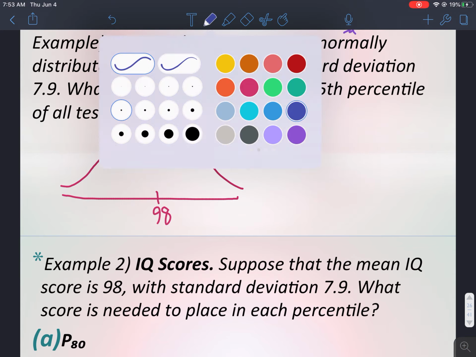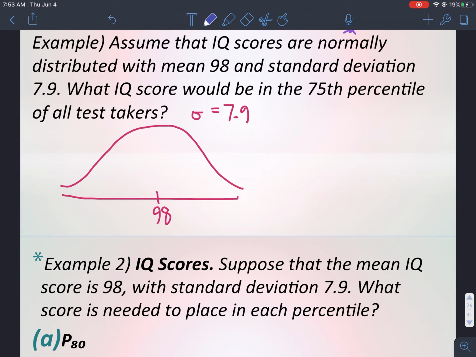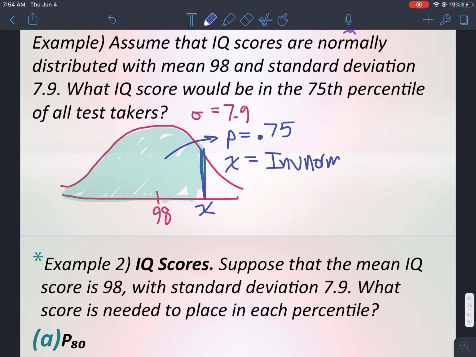75th percentile, now that's not a score, that's a percentage. So the 75th percentile is going to be somewhere above the mean, because 75% of all people will be below that score. So this shaded region right here is 0.75, and we need to find the x value. That x value or score will be given by inverse norm of 0.75, comma, mean, comma, standard deviation.